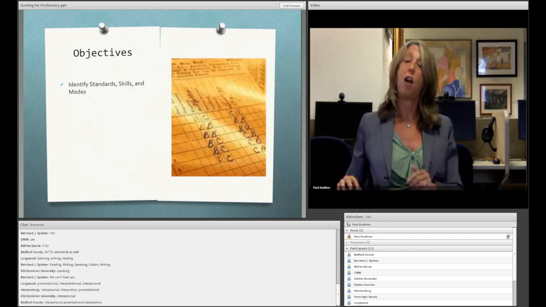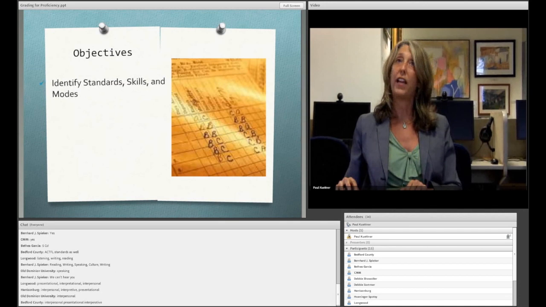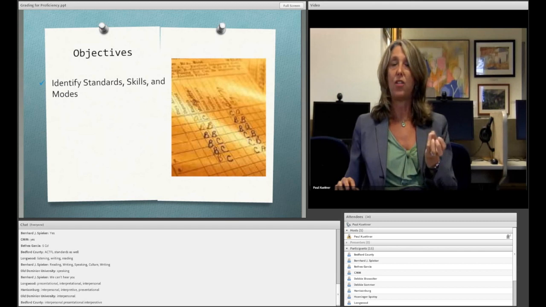So far, we've spoken a little bit about the objectives, and hopefully I've hit this one, that now you would be able to, if you hadn't already, identify the standards, the skills, and modes of communication.